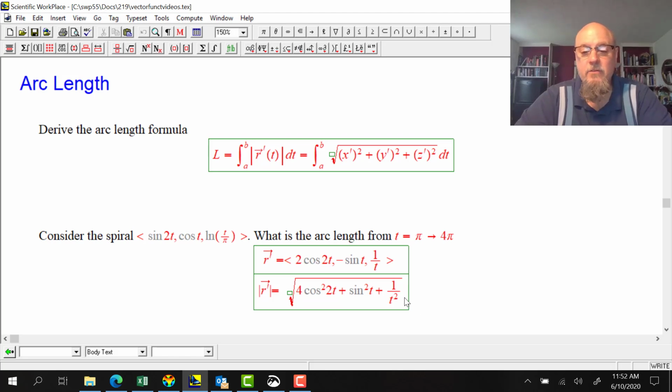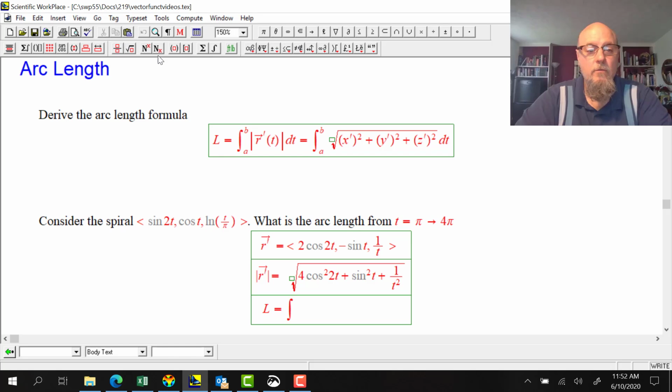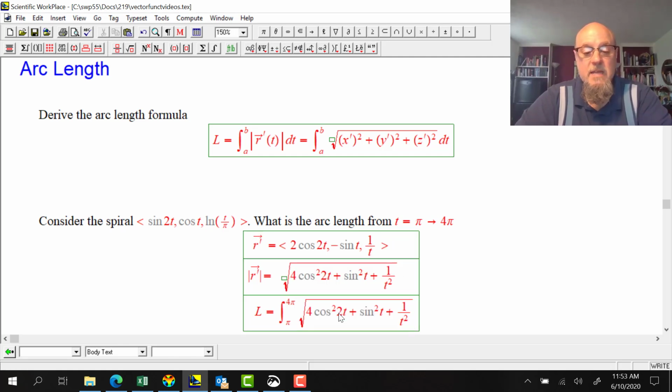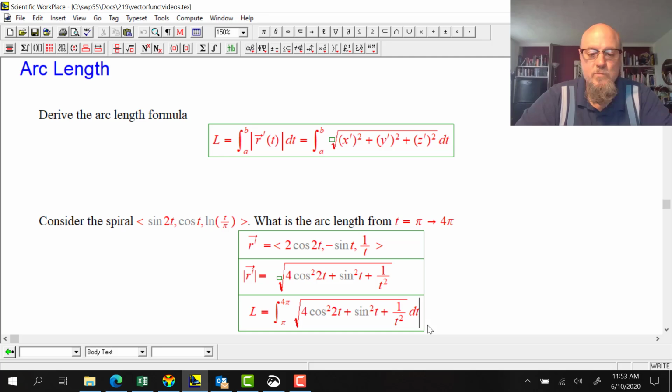Okay, there's the magnitude. So our arc length is going to be equal to the integral from, we're starting at t equals pi and going to t equals 4 pi, of this ugly expression, dt. And all we've got to do is get a value for this.